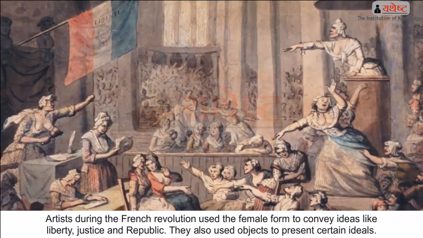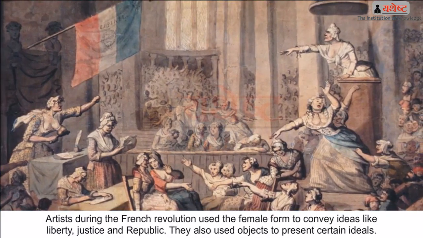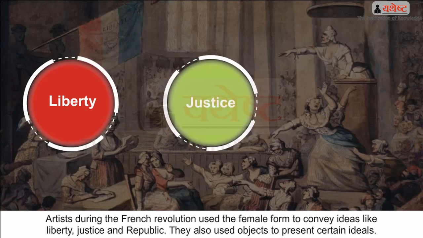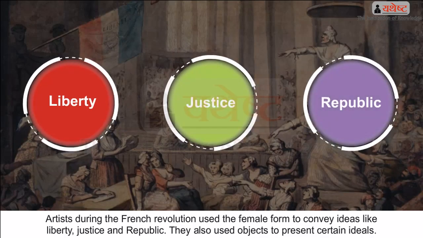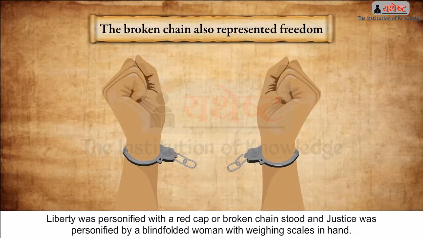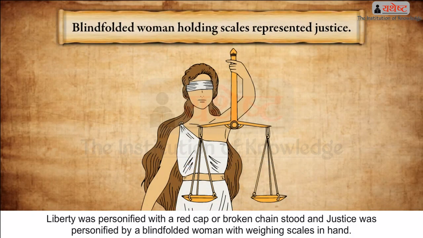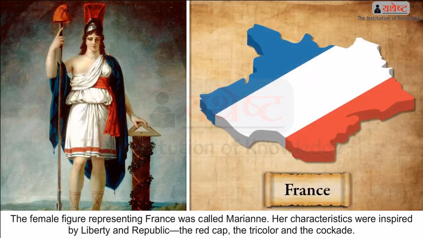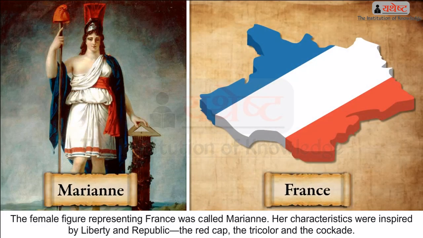Artists during the French Revolution used the female form to convey ideas like liberty, justice, and republic. They also used objects to present certain ideals. Liberty was personified with a red cap or broken chain, and justice was personified by a blindfolded woman with weighing scales in hand. The female figure representing France was called Marianne.